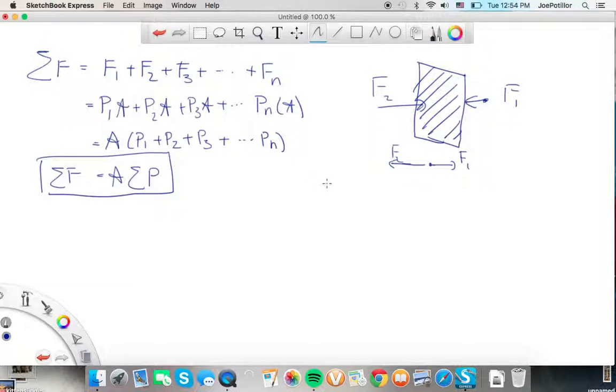F2, F1, sum of forces is equal to F2 minus F1 is equal to P2A minus P1A equals A times the change in pressure. Your book uses a lowercase p, but I will use capital P so as to not confuse you with momentum. We use script P for power, so that's going to be something like that.